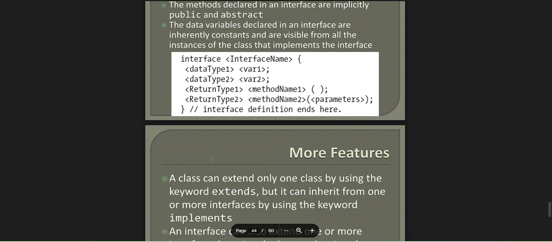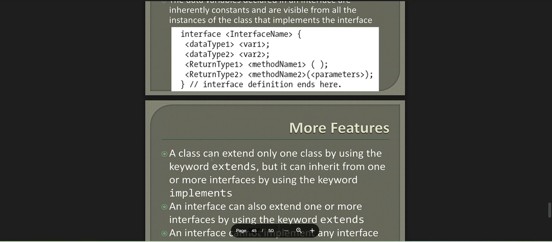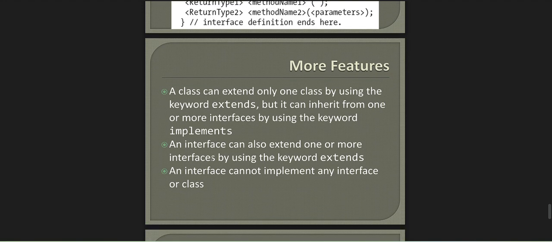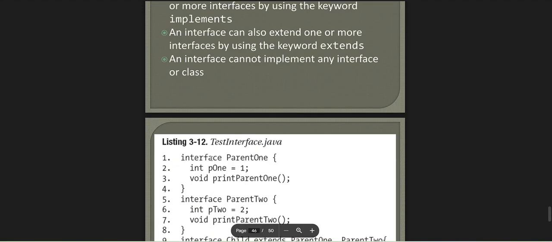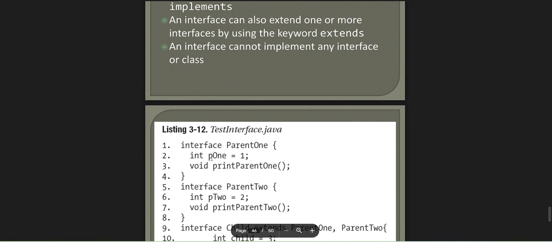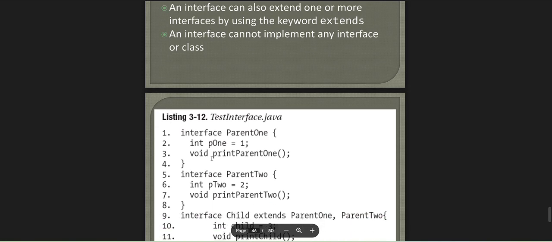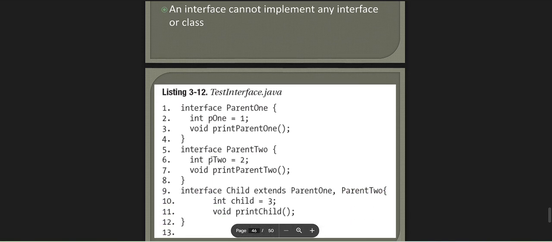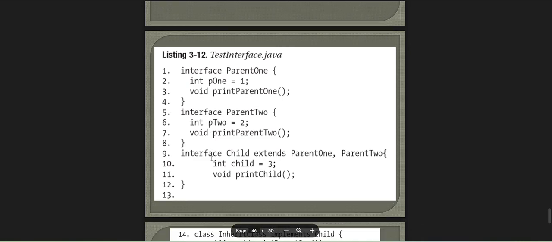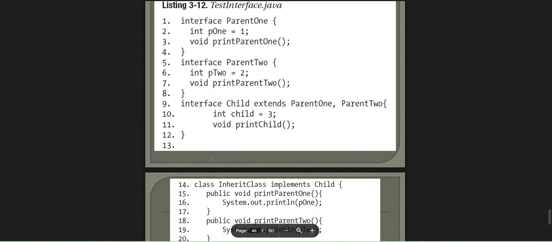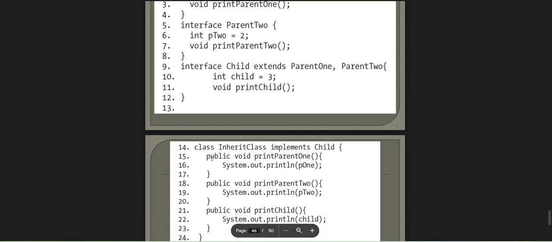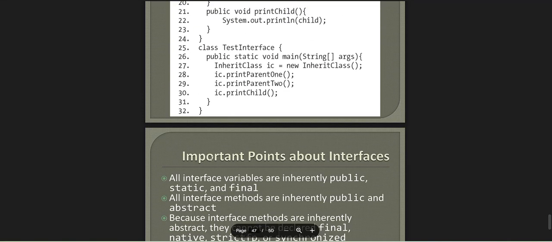A class can be extended only once, but it can use one or more interfaces using the keyword implements, and an interface can also extend one or more interfaces. Why can't a Java interface implement any interface? Interface parent one: int p1, void print parent one. Interface parent two: p2, void print parent two. Interface child extends parent one, parent two: in child, void print child. Class inherit class implement, public static void main.